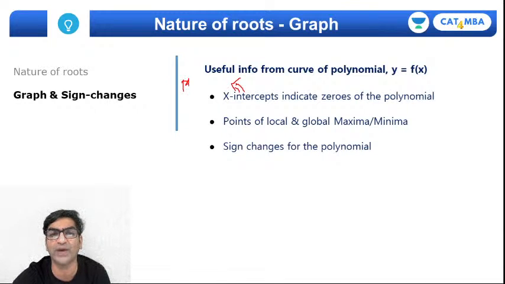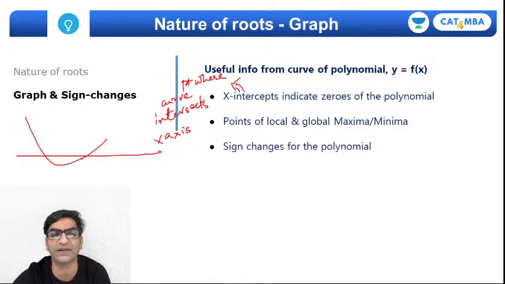X-intercept is the point where the curve intersects the x-axis, right? So wherever the curve, let's say this is a curve, and wherever the curve intersects the x-axis will be where the polynomial is 0, right?